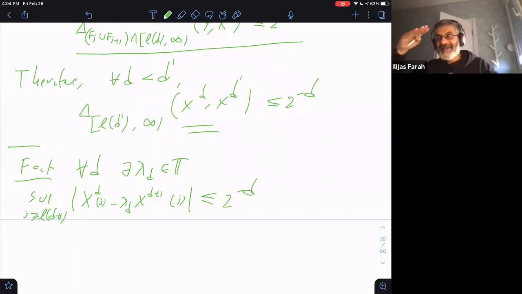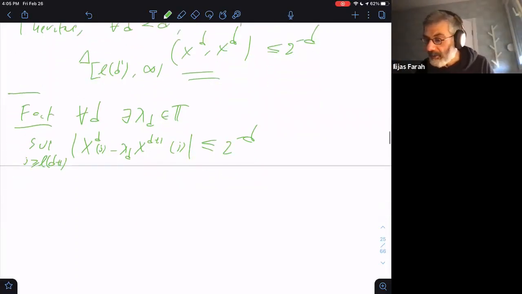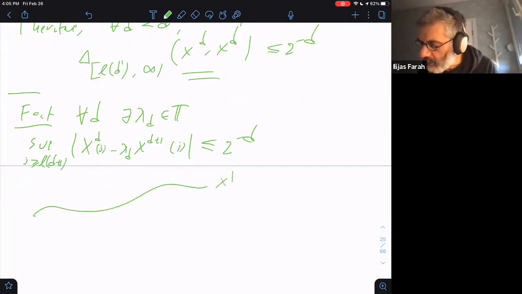Right, so remember, this metric being very small means that you can multiply one of them and actually make it very close to the other one. That's exactly what we are doing. So just a picture, maybe, you see this is what x1 looks like. Now x2, okay, maybe you should make it look slightly crazier.